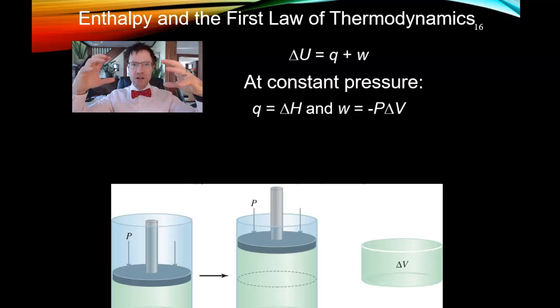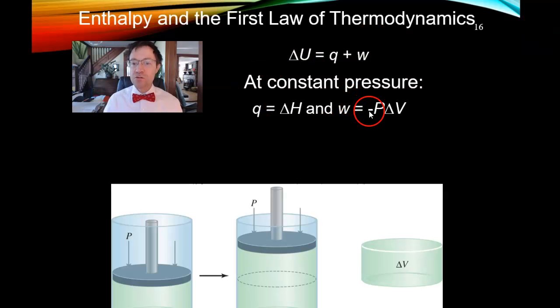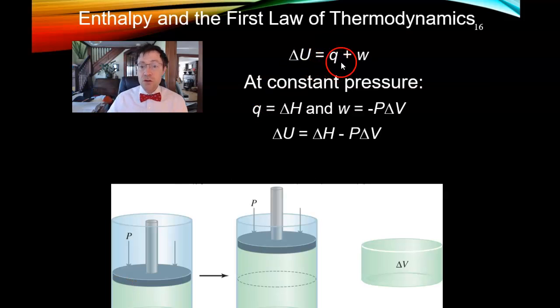So if you have a positive delta V, that means work is leaving the system. That's why we're calling this negative. And that's what we're going to be digging into today. Because Q is the same thing as delta H, that's how we find it, we can rewrite it this way: the internal energy of our sample is equal to delta H minus P delta V. Let's solve for delta H.